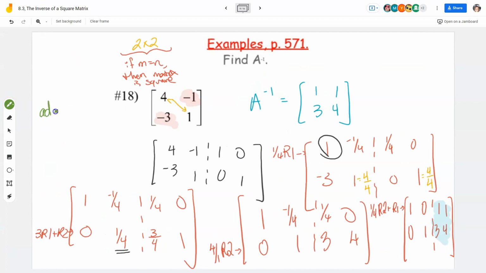Question. What was your, before we learned it, AD minus BC of this guy? What's 4 times 1? 4. Minus, what's -1 times -3? 3. What's 4 minus 3? 1. Did I have an inverse? Yes, I had an inverse because it wasn't 0. But question, did I see the pattern be different? No, because it would have been 1 over 1.